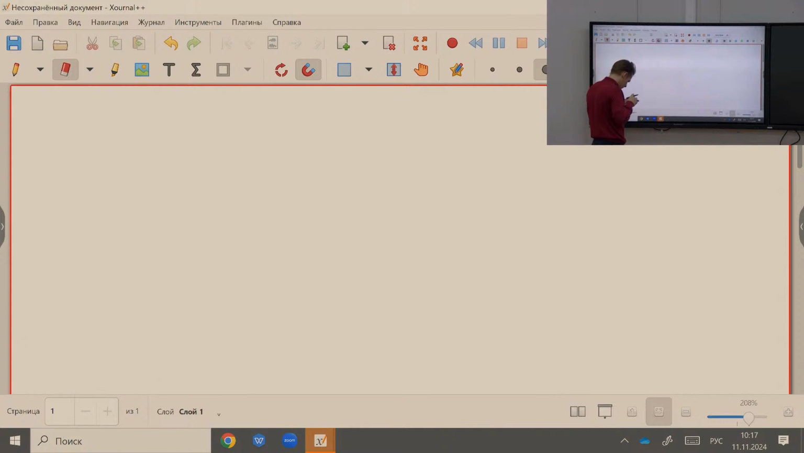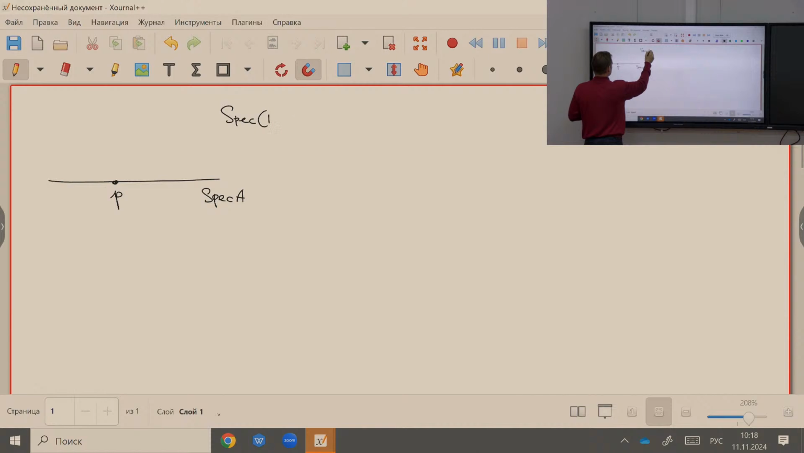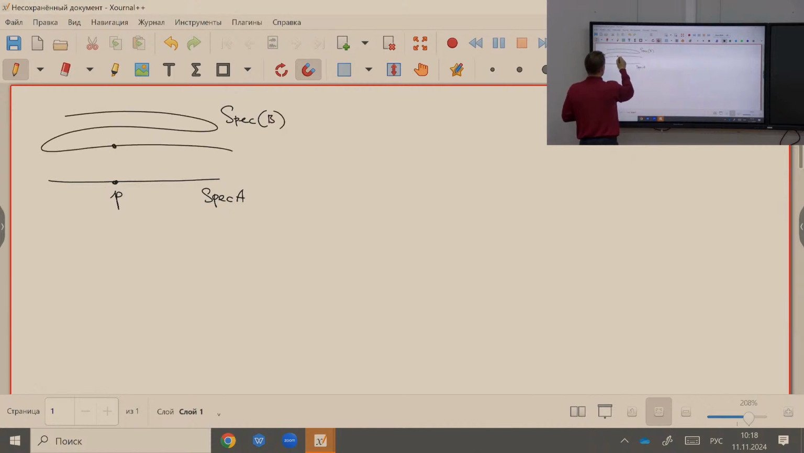Yeah, so in the previous class we discussed the norm map. Suppose you have a prime ideal P, and this is the spectrum of A. So we have the spectrum of B, and we are looking at ideals lying over our ideal p, so let us record it.